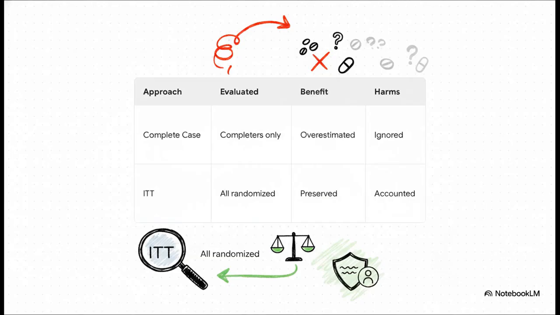Let's look at the stark reality of our analytical choices here. If you use a complete case or per protocol approach, you only evaluate the folks who finished. The result? Your benefit estimation is artificially overestimated, and your adverse side effects are ignored or severely underestimated. The true number needed to harm completely disappears from the data. But on the flip side, the intention to treat approach evaluates all randomized patients, which preserves the baseline balance and actually accounts for those harms.